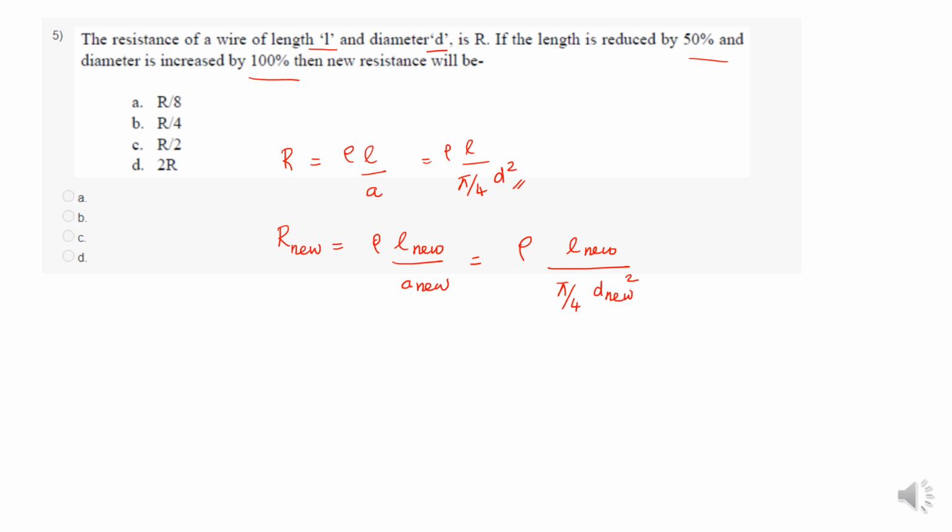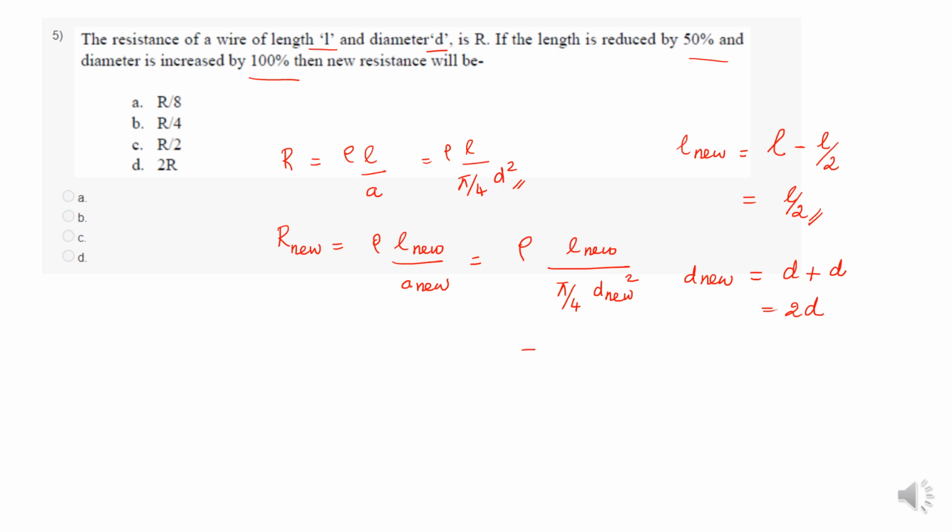Then what is L new? The wire has length L and diameter D. If the length is reduced by 50%, so already the length is L, reduced by 50% gives L by 2. So L new is L by 2. What is D new? The diameter is increased by 100%, so 100 by 100 into D, that is D again. So D new is 2D.